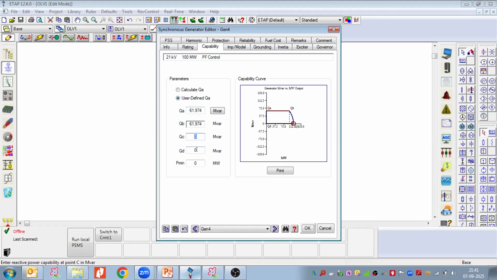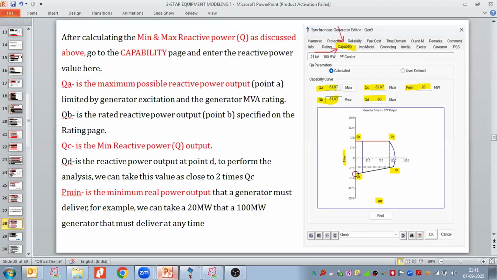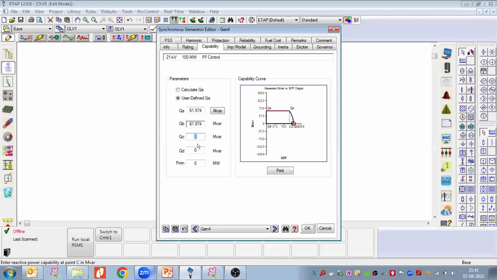How much QC? Like we calculated, minus 32. QC value is the reactive power output. So it is minus 32.877. It is my QC.